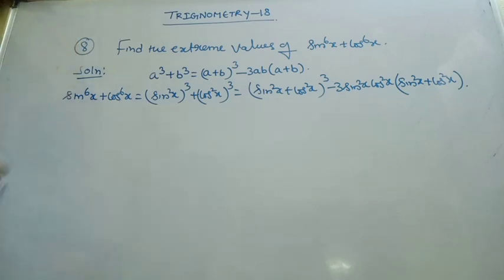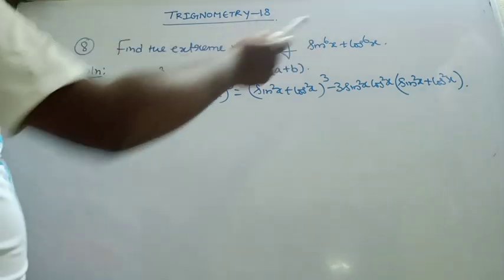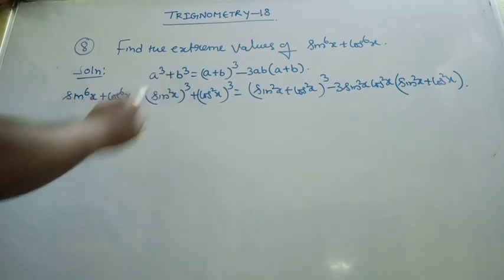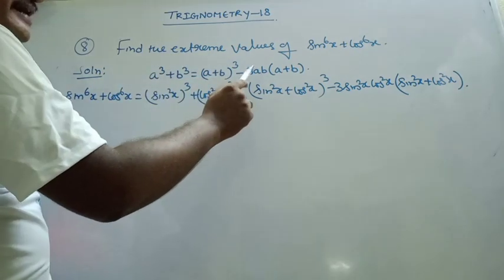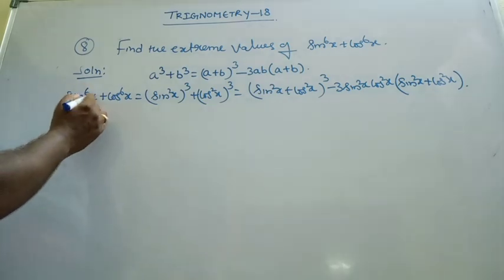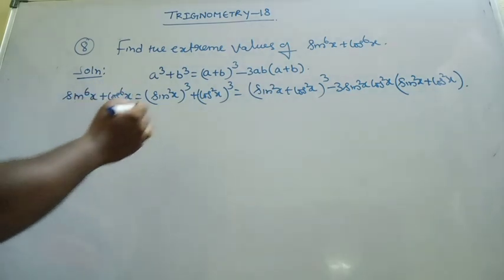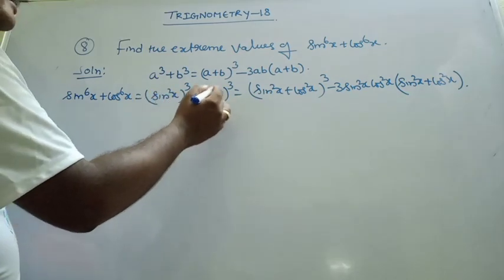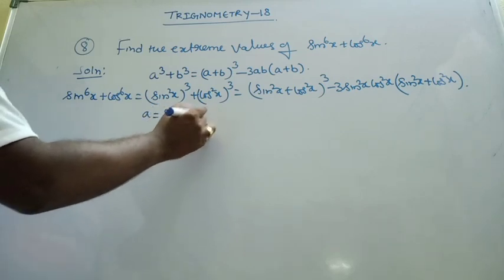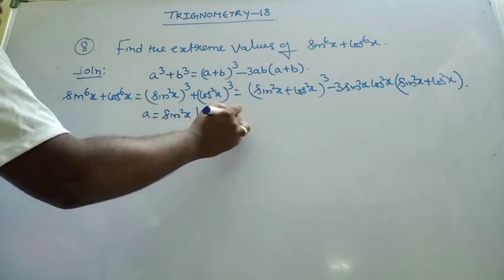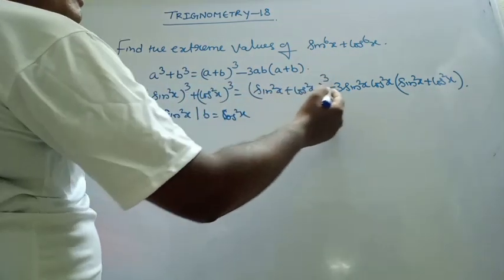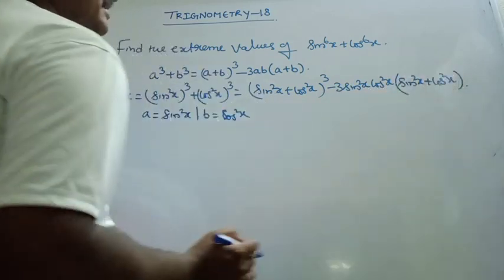Now the 8th one: find the extreme values of sin⁶x plus cos⁶x, my dear students. For this we are going to use a³ plus b³ equal to (a plus b) whole cube minus 3ab into (a plus b), like this, right? Now we have sin⁶x plus cos⁶x, which is (sin² x) whole cube plus (cos² x) whole cube, we can write. Take a as sin² x here, and b as cos² x. Now a³ plus b³ equal to (a plus b) whole cube minus 3ab into (a plus b), like this, right?